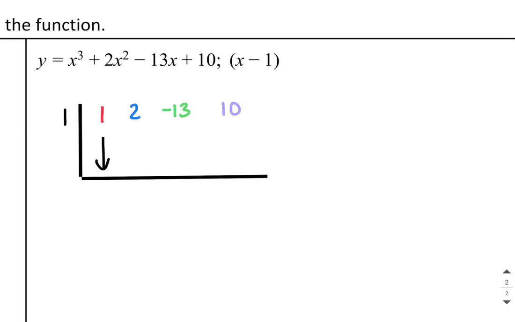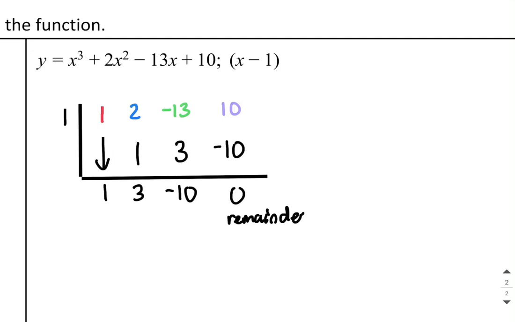I'm going to bring down the 1. I have 1 times 1 gives me 1. 2 plus 1 is 3. 1 times 3 is 3. -13 plus 3 is -10. I have 1 times -10 is -10, and this gives me 0. So this is my remainder.